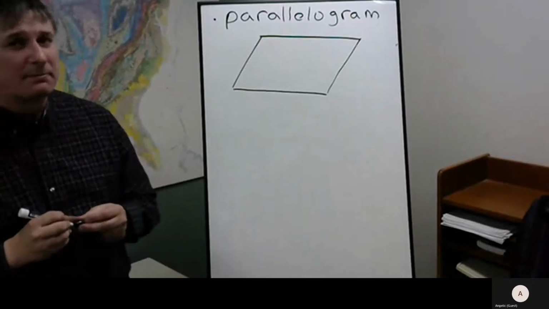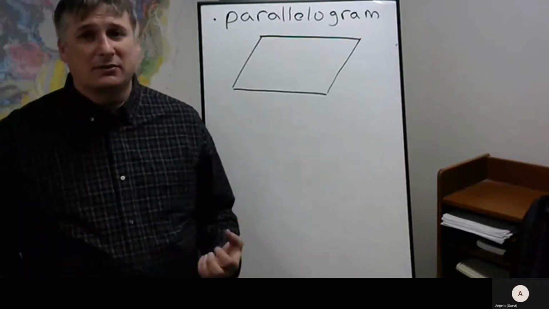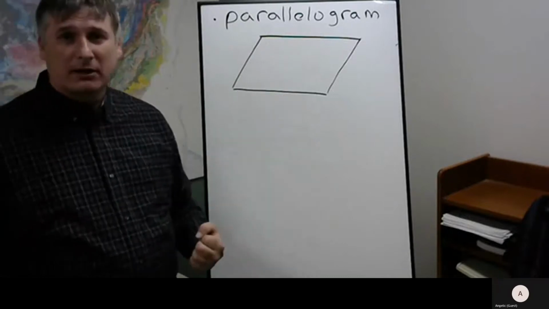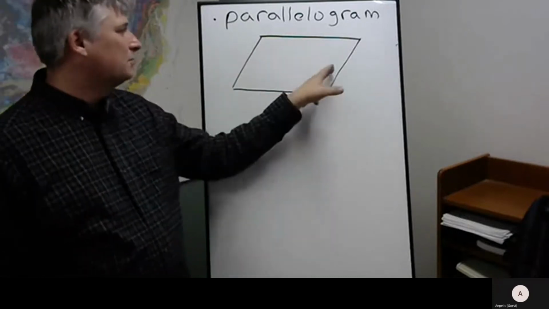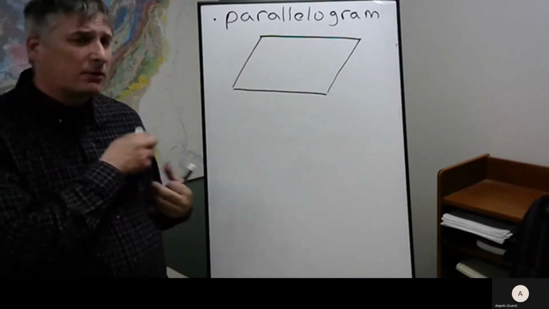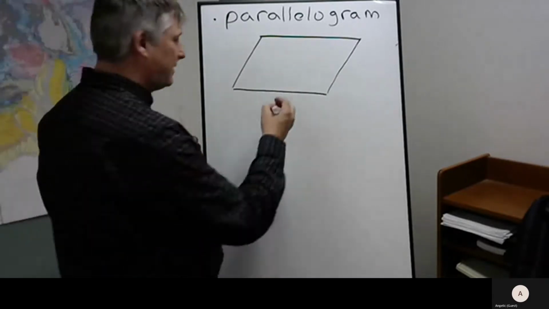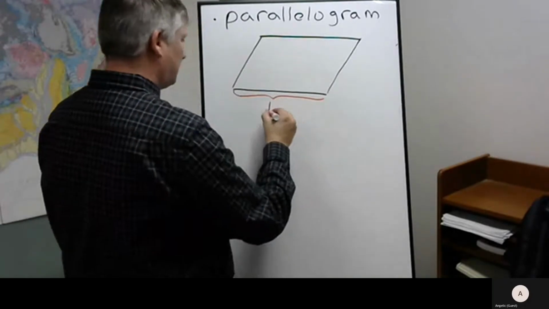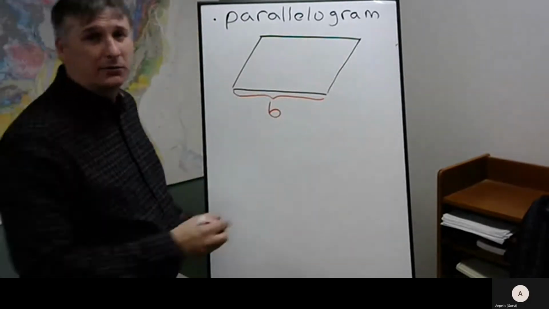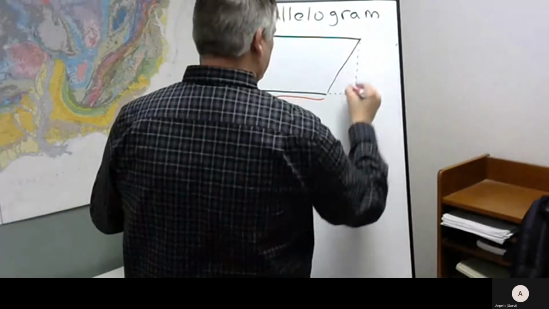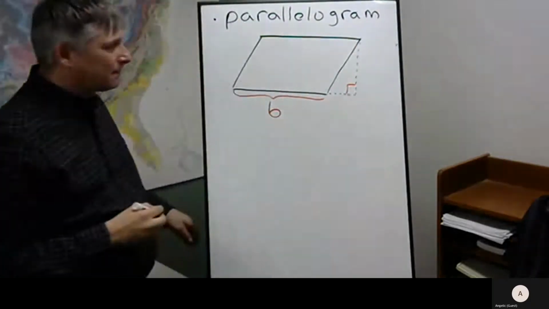The parallelogram has 2 sets of parallel lines. This and this are parallel, and these 2 are also parallel. So the formula for area works like this. Again, it's going to be base times height. But this is going to be the base. You want to be careful with the height on this one. It forms a 90-degree angle.